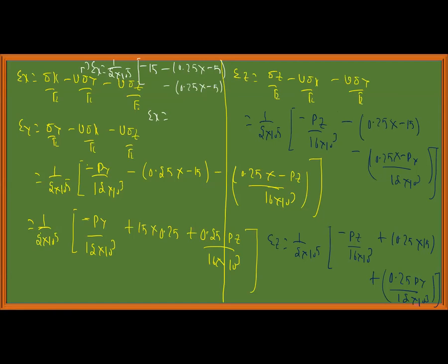Minus 6.25 into 10 power minus 5. Epsilon x is equal to delta L by L, which is equal to minus 6.25 into 10 power minus 5. Okay, I'll write here, sorry. Epsilon x is equal to delta L by L, which is equal to minus 6.25 into 10 power minus 5 into length. Length is given as 200 mm. 200 into 200, which is equal to delta L. Can you tell me what is delta L?